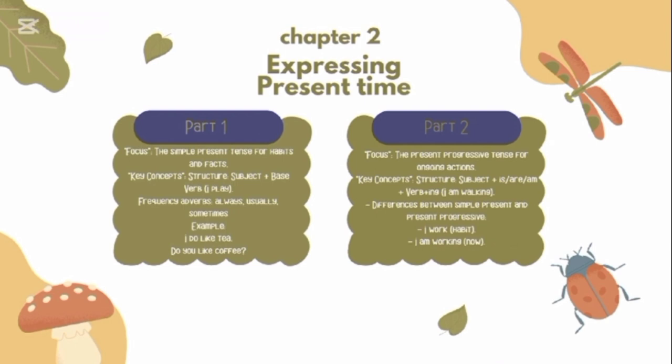The example is: she walks to school every day. The sun rises in the east. As you can see, or I would say as you can hear, from the examples, the key concept is the structure: subject plus base verb, or verb 1, and then there is a frequency adverb.